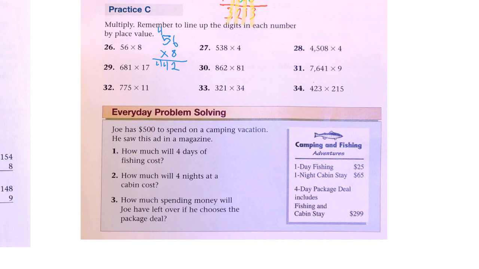Everyday problem solving. Joe has $500 to spend on a camping vacation. He saw this ad in a magazine. How much will 4 days of fishing cost? Here it tells us how much fishing costs. 1 day of fishing costs $25. Now we have 4 days fishing. So we can write $25 4 times, which is 25 times 4. And we're going to get 20. 8 plus 2 is 10. So that will be $100 for 4 days.